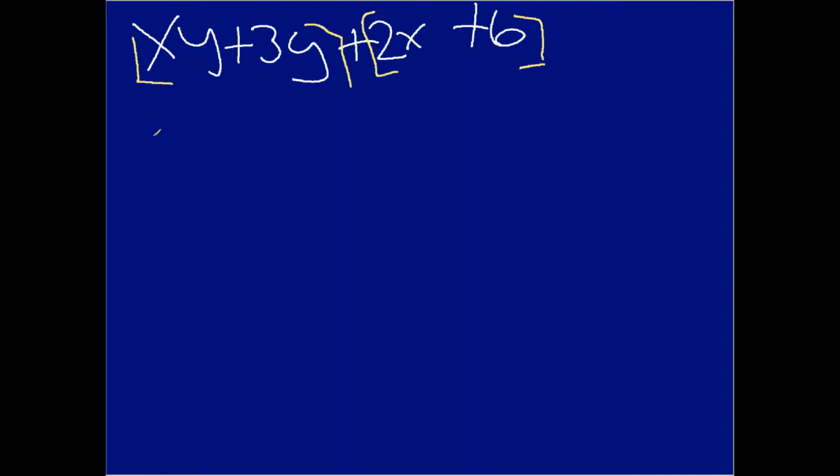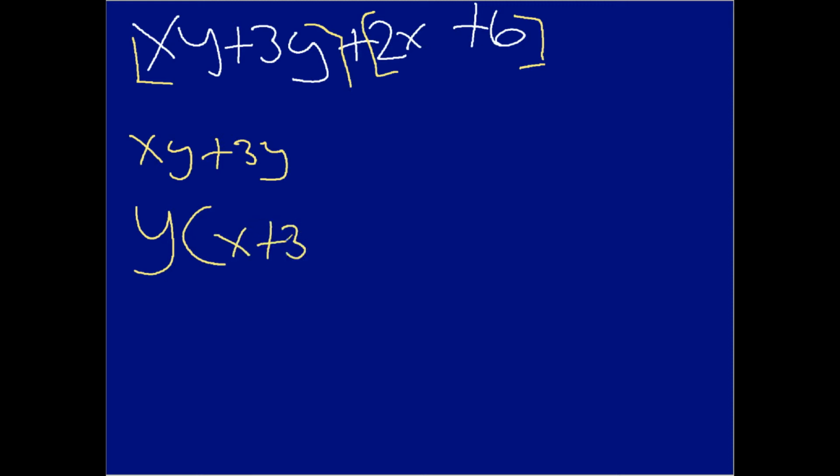So what I have now is xy plus 3y. If I factor this, well, what can I factor? I can pull the y out of it. So I put the y on the outside, and then what do I have on the inside? I have x plus 3. So this is factored now.